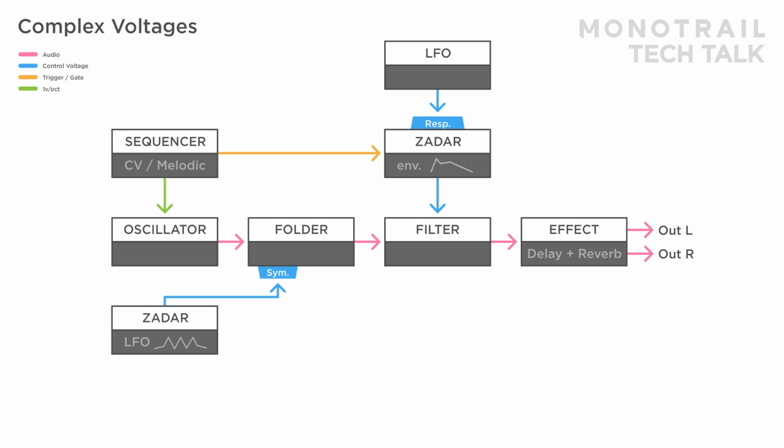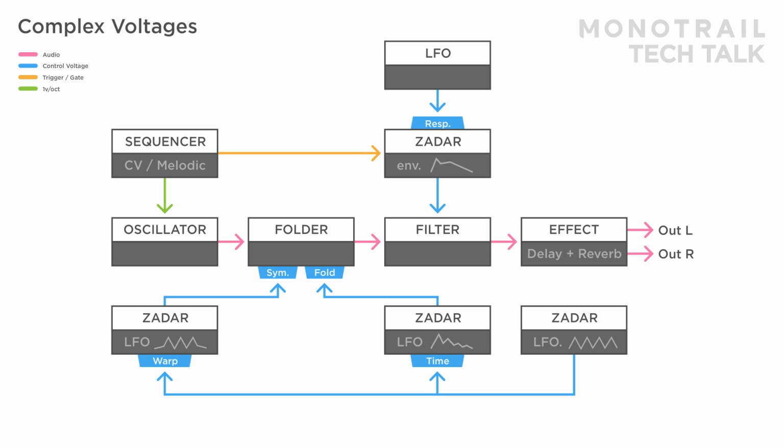A triple spike-shaped LFO is modulating the symmetry of the folder, and another creative shape is modulating the fold parameter of the folder. Finally, a simple looping sine-shaped LFO is modulating the frequency of one channel and simultaneously the warp of the other.